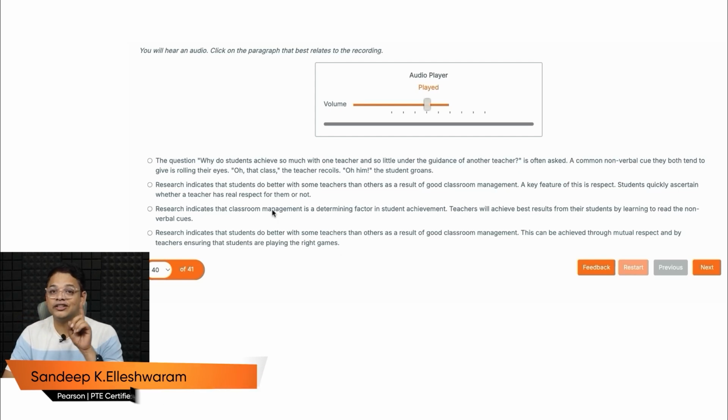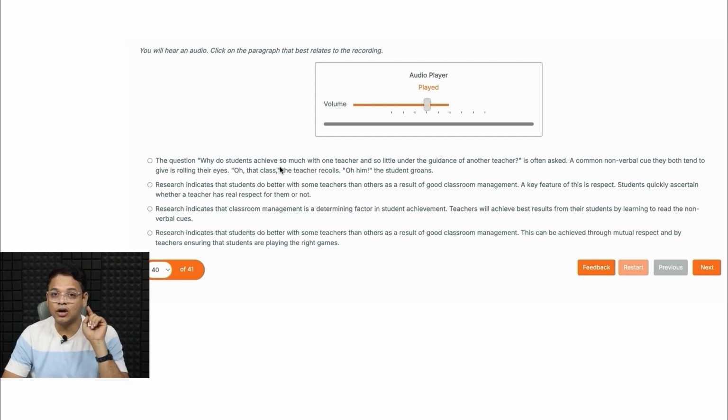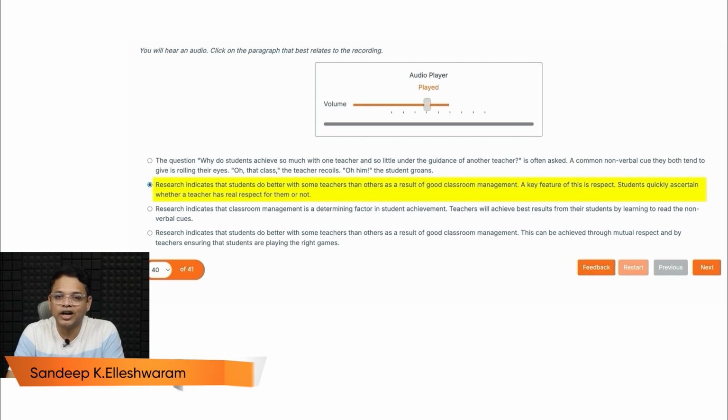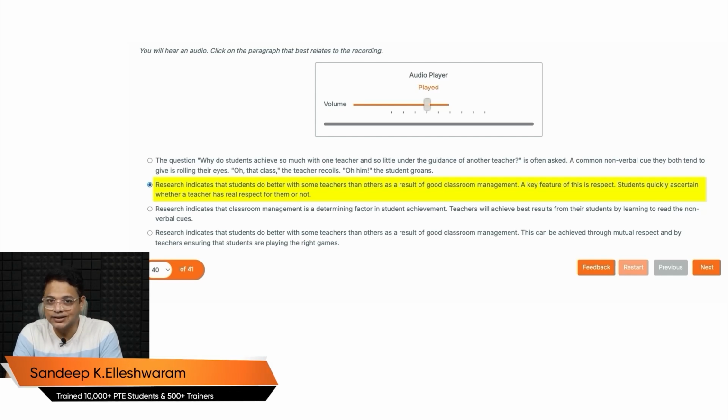Second one is out because it is insufficient. First one is out because it is having what? Ditto sentence from the audio. Long ditto sentence from the audio. So the correct answer will be second one.